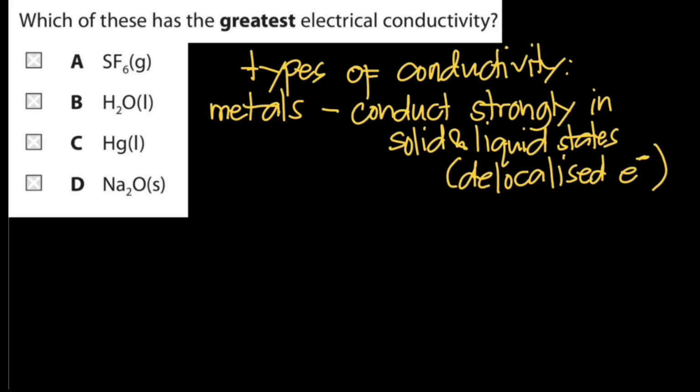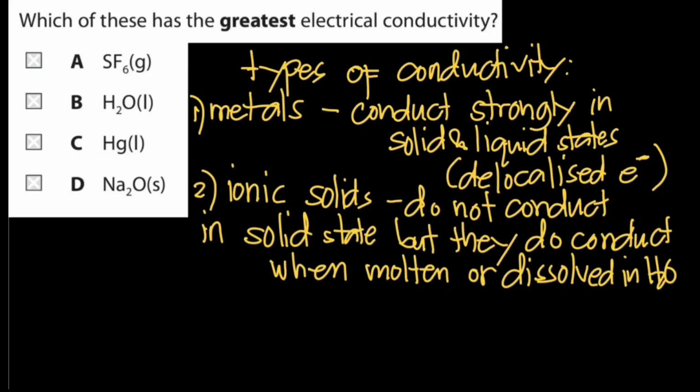This is mainly because of the presence of the delocalized electrons. That is the first one. The second one, we have ionic solids like sodium oxide. So what are ionic solids? That means they do not conduct electricity in solid state, but they do conduct when molten or dissolved in water. And the third type is covalent solids like diamond or silicon dioxide.